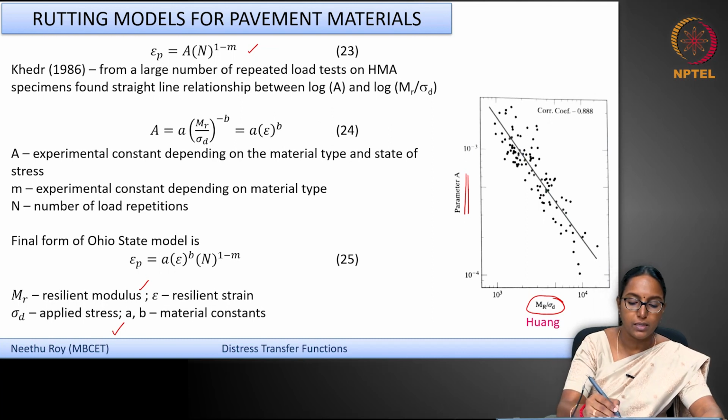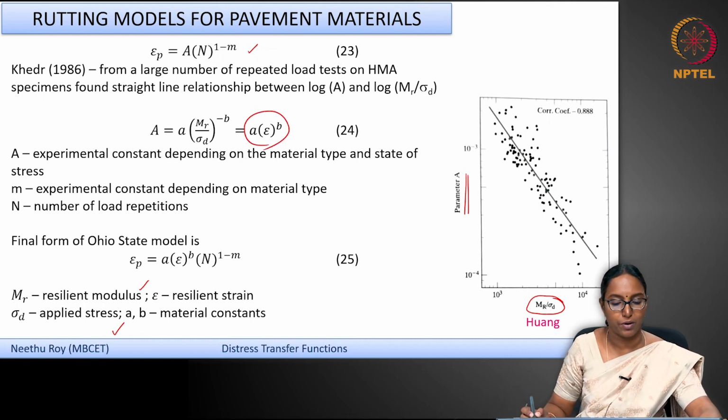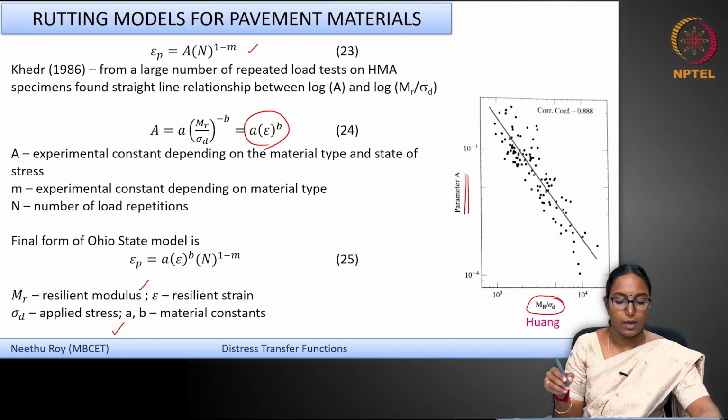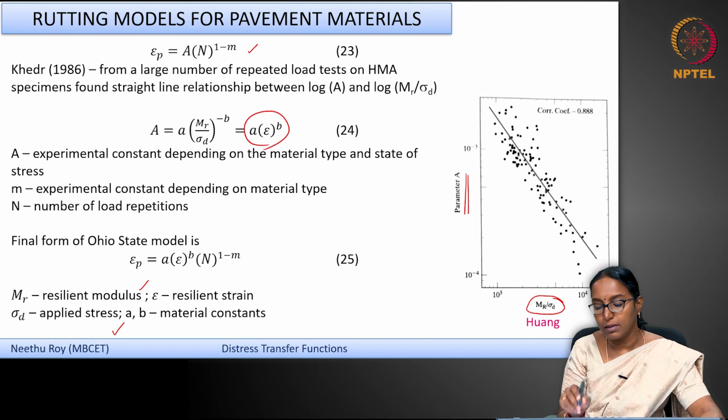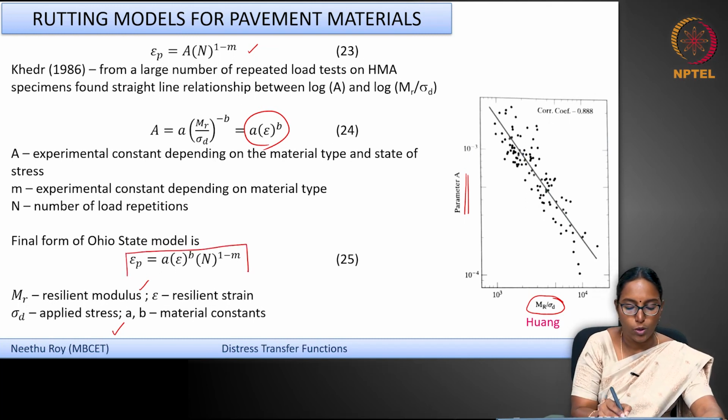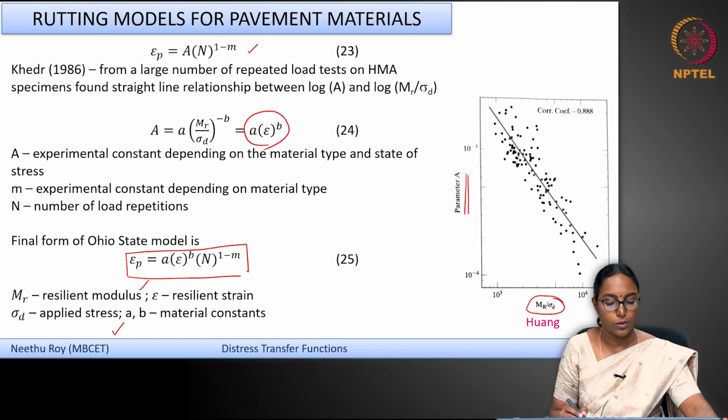So, A itself can be written in terms of small a into epsilon raised to b, where small a and b are the material constants. So, you conduct a number of tests on various bituminous mixes to find out these experimental constants small a and b, or to get this relation between the parameter A and the elastic strain of the material. Now, substituting this in the epsilon P equation, you can see that the final form of the Ohio State model becomes epsilon P is equal to a epsilon raised to b into n raised to 1 minus m.